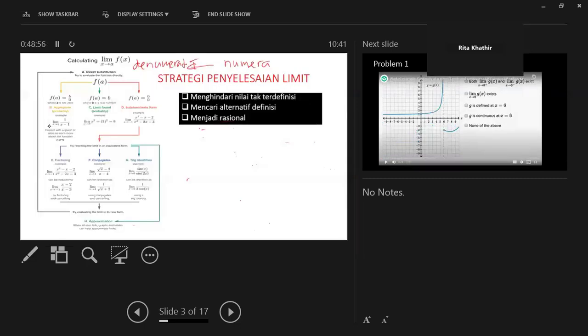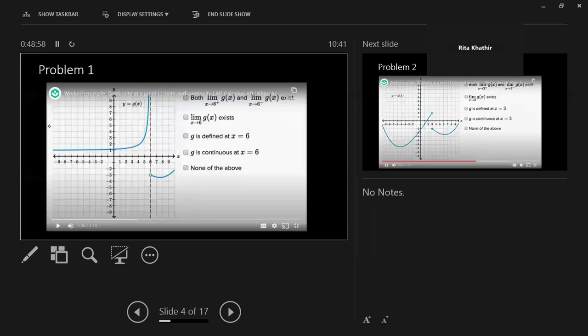Okay, be brave. Okay, look, now we have problem 1. In problem 1, I give you a chart, so we learn how to understand this graph or this model. We have here the model y equals g of x. So this is the g of x function. And then it jumps here. It jumps here. And we have this asymptote we learned before.